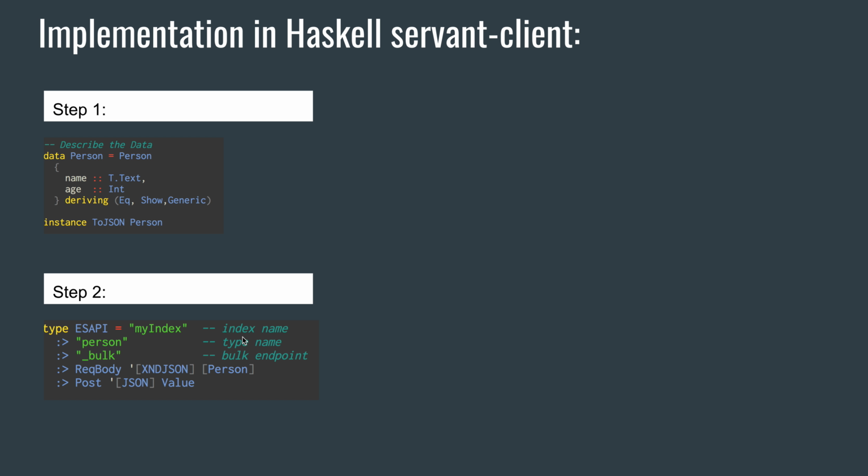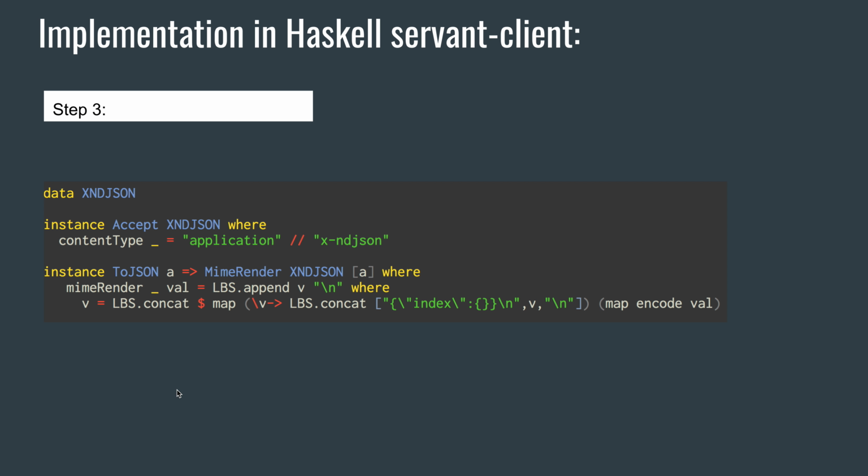So the first parameter says the index name, then the type name, the bulk endpoint, and then it says that we're sending x-ndjson to the server, and we're sending as data a list of person data, and the method is post. So step 3 is the core of this tutorial. All the customization is done via the creation of a MIME render instance of x-ndjson.